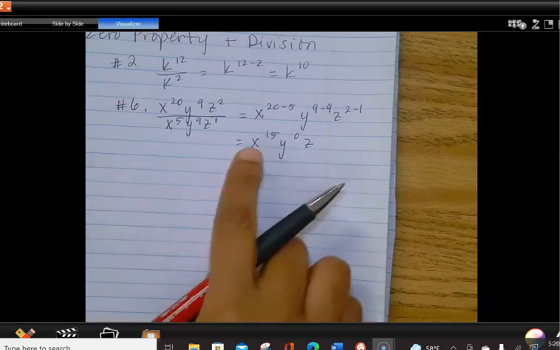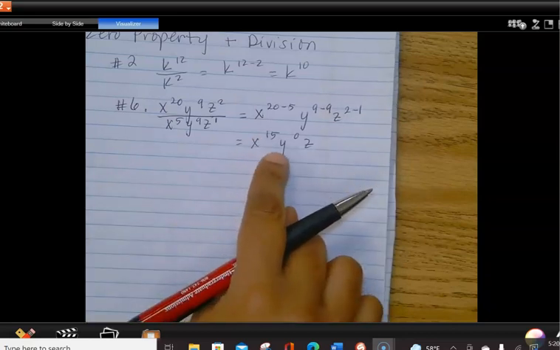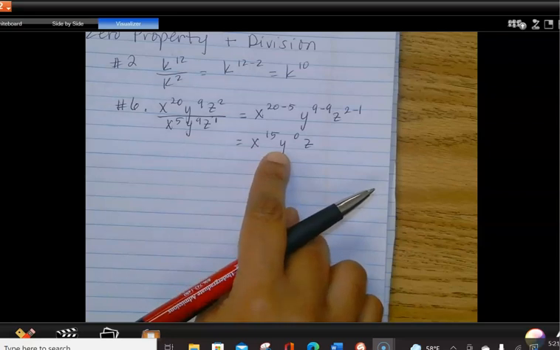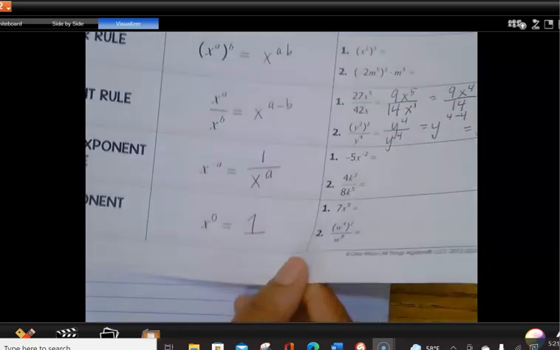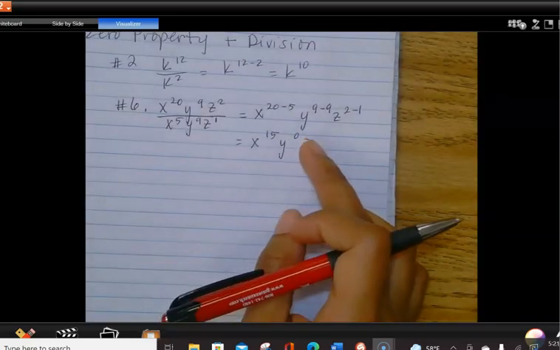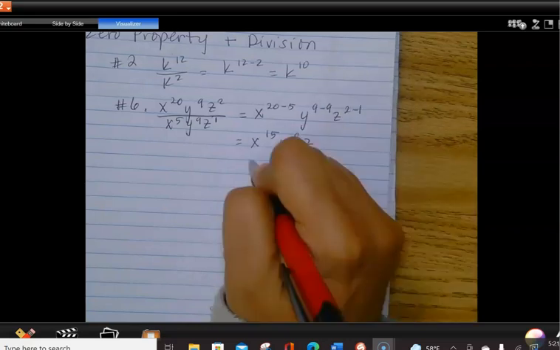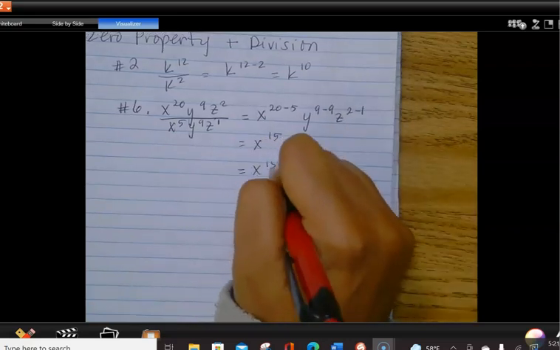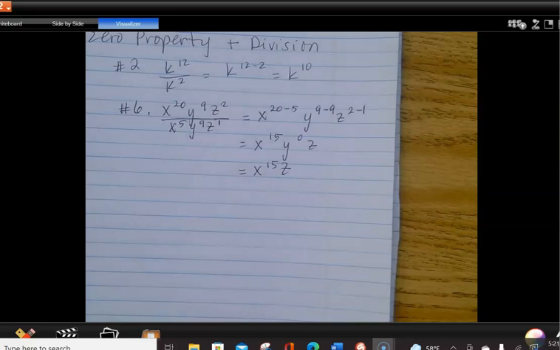Because this has to do with the zero exponent rule, anything raised to the 0 power is always 1. I'm not going to say it's canceling out, it's just gone because it's 1. So the final answer to this is x to the 15 z. There is no y term. Be careful with that. All right, let's keep going.